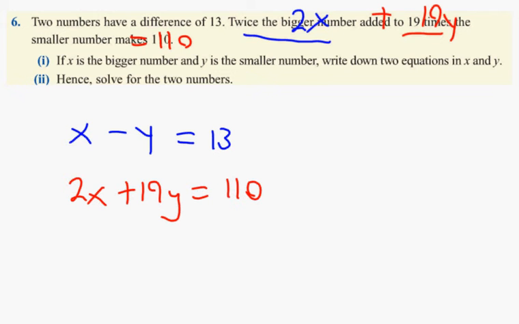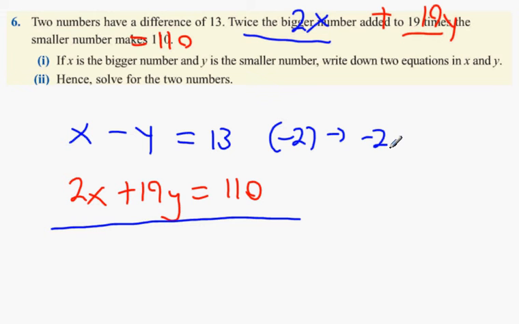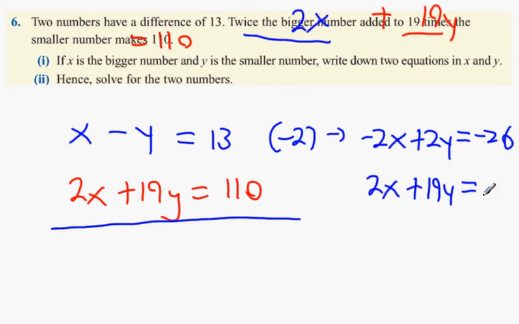Now, probably the easiest way to do these, I might get rid of the x's, okay? So I'm going to multiply the top one by minus 2. I'm going to get minus 2x plus 2y equals minus 26. The bottom one is 2x plus 19y equals 110. What we're going to get is 21y equals 84.